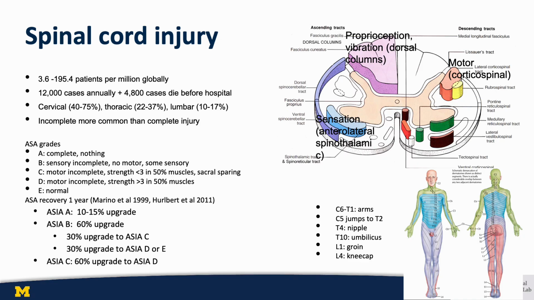So the C6 to T1 distribution is in the arm. You can remember C6 is your 6-shooter or your gun shooter.